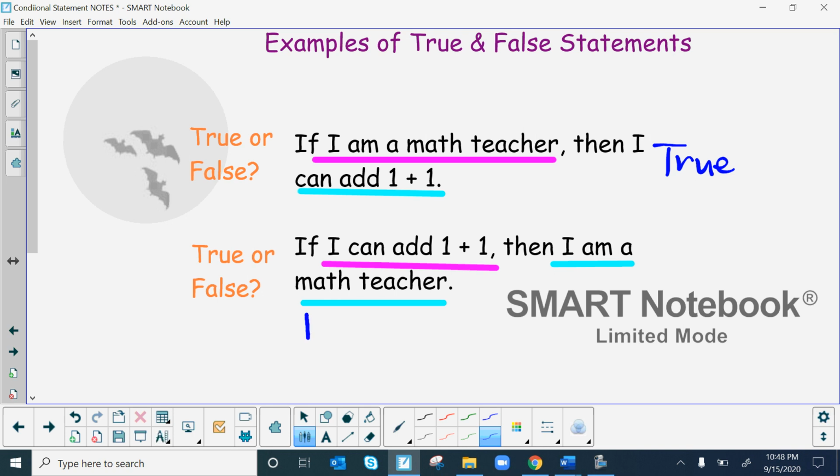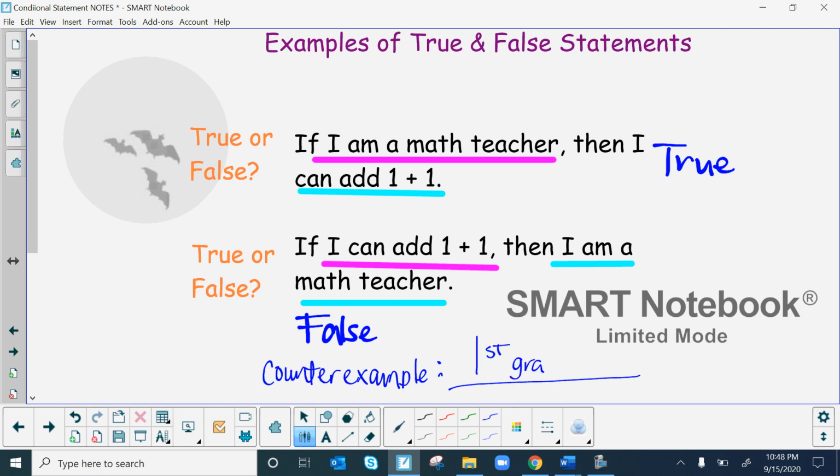So here's how you write this out. You write false, and then you have to give a counterexample. You don't have to write "counterexample," but I'm going to write it for the notes. The counterexample could be what I said a second ago, a first grader. You could actually put a lot of different things there. It could be a second grader, could be just a student, anything other than a math teacher, because that would be the one time that it is true.